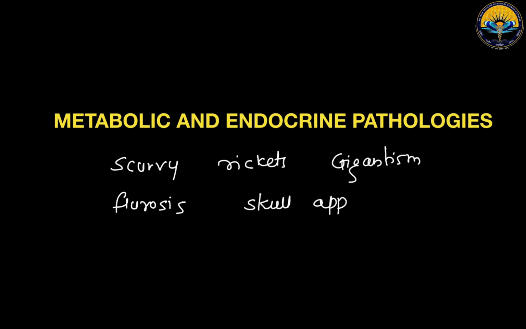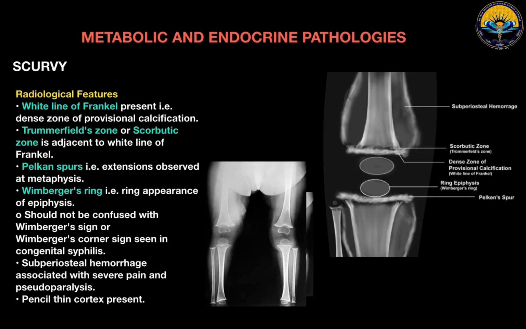So the first one is scurvy. Look over here. Which joint is this? Yes, this is the knee joint. And here we can see that there is a subperiosteal hemorrhage, right? Just below it on this joint, we can see a dense zone of provisional calcification, which is called the white line of Frankel.